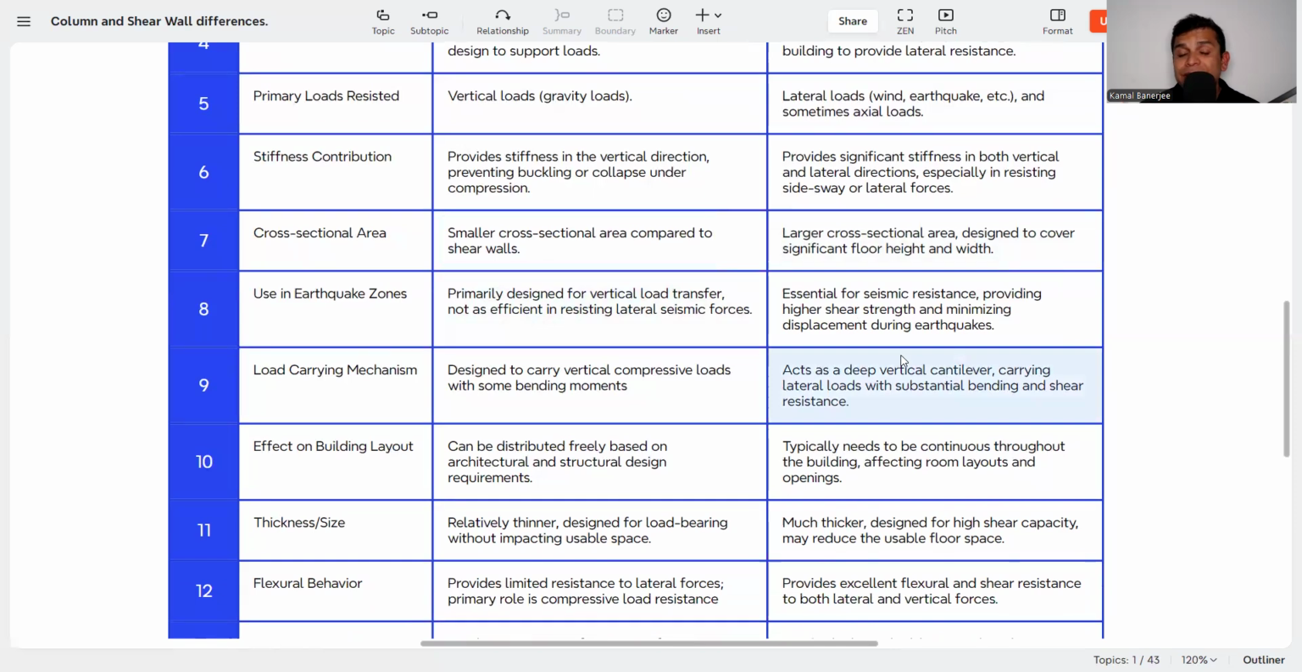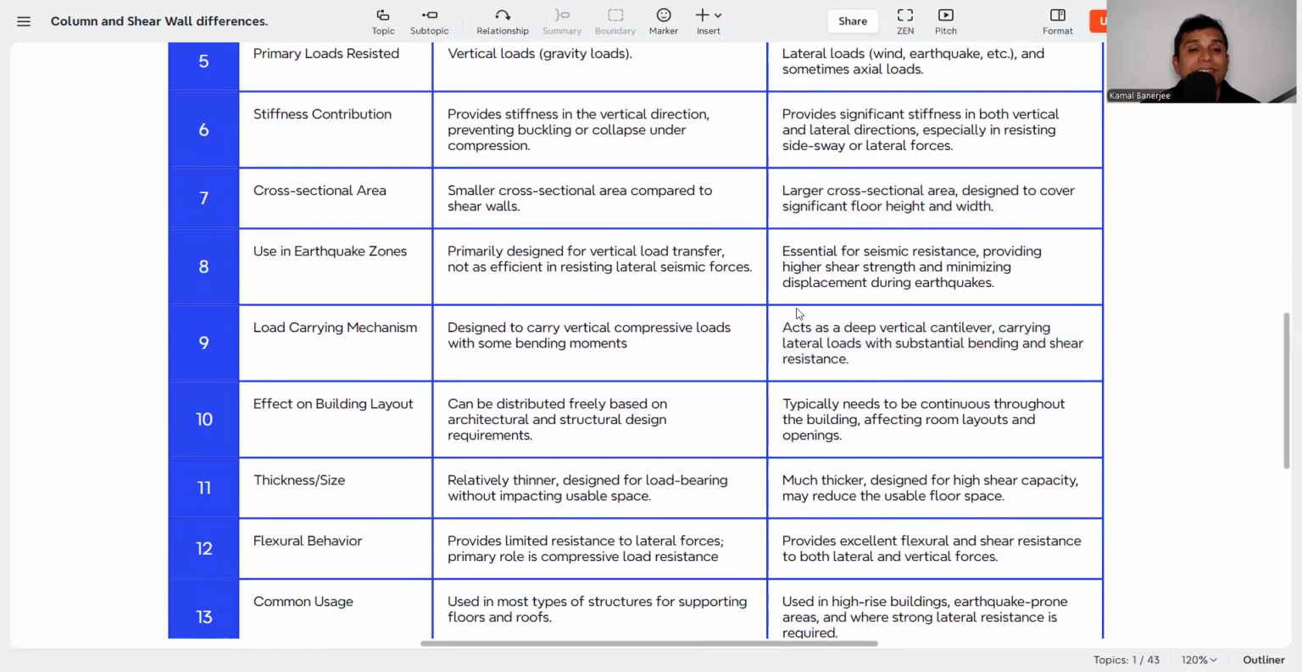It is a smaller area, but a larger cross-sectional area is designed to cover the significant floor height and width. So if we consider the cross-sectional area, the shear wall cross-sectional area is higher compared to the column. What is the use in earthquake zones? Primarily designed for vertical load transfer, the column is not as efficient in resisting lateral seismic force. So it is not effective in resisting lateral seismic forces.